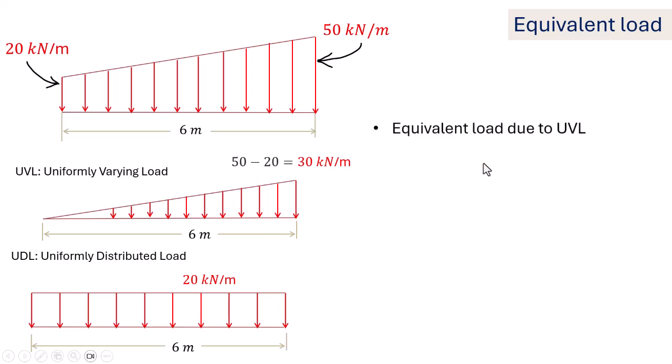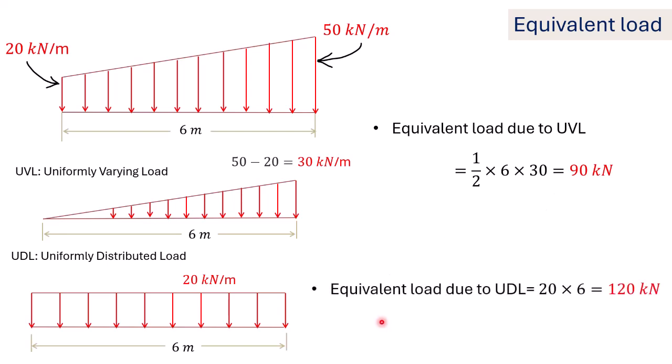Now we are going to calculate the equivalent loads. The equivalent load is equal to the area of the load shape. This is a triangular shape, that is why 1/2 into base 6 meter into height 30 kilonewton per meter. We get 90 kilonewton. Next we are going to calculate for the UDL. This is 20 into 6, equal to 120 kilonewton.